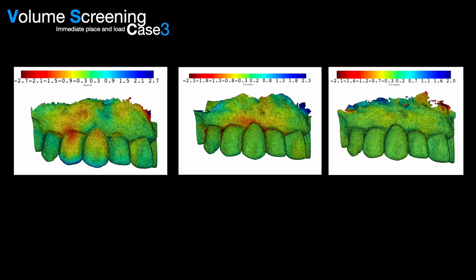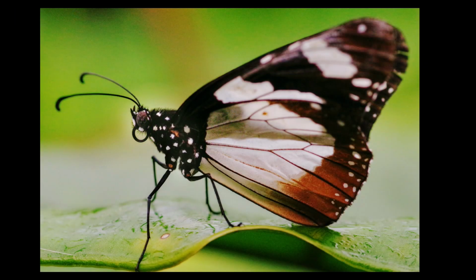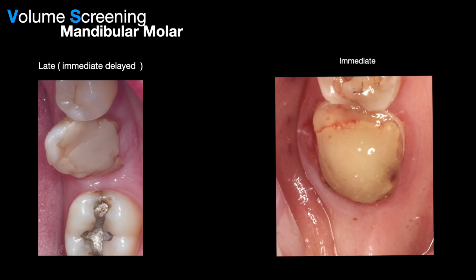So that's what we see. Well done, you went through the premolar area and now the molars. Here I wanted to wrap it up and show you the late, immediate delayed procedure and immediate procedure for very similar teeth. They are lower 6s.